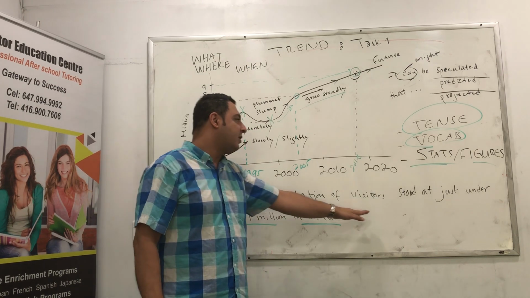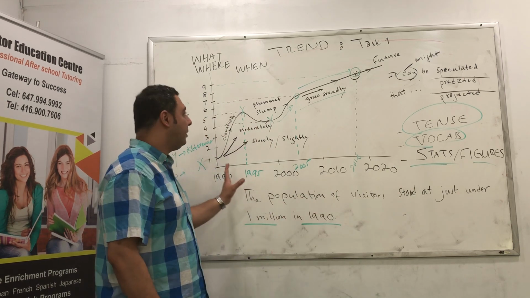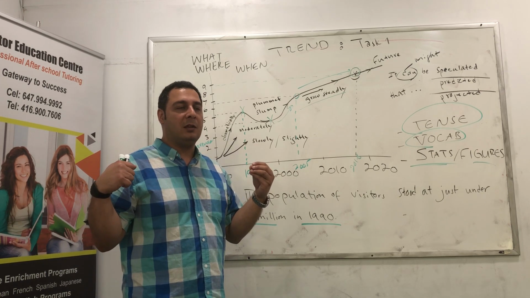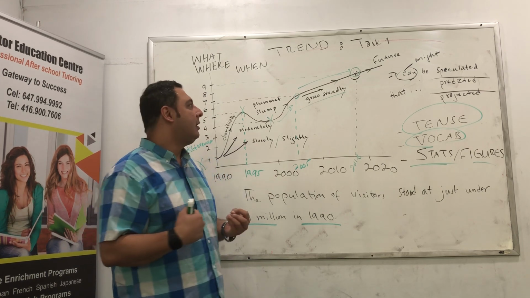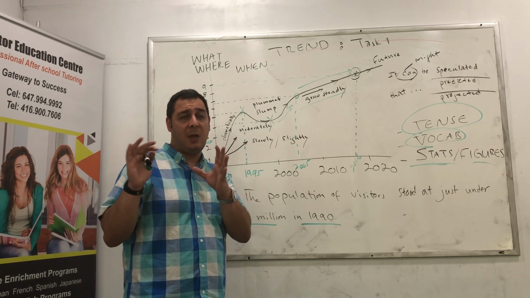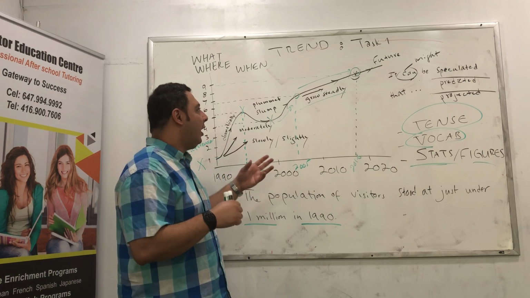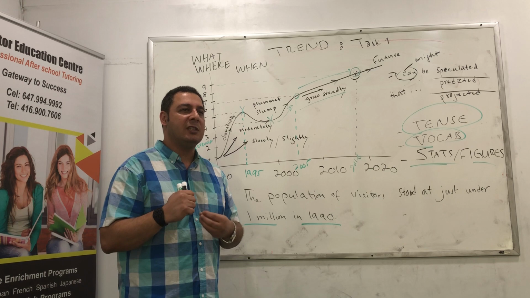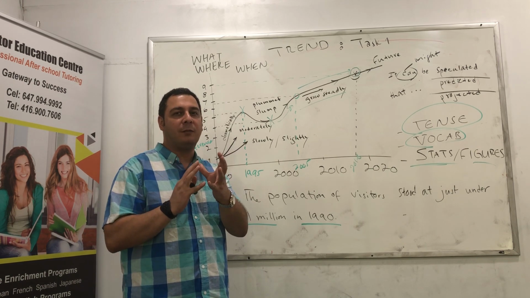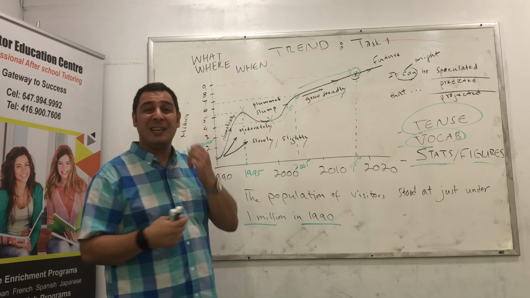So once again, this is the start point. The population of visitors stood at just under 1 million in 1990. Be careful about the differences that you show. Don't just include a whole lot of data and details into your work, because your work is going to be very boring. What the examiner actually expects to read in your work is categorization and grouping of different classes of data, those that have got to go together and make sense. Make sure to include significant differences.